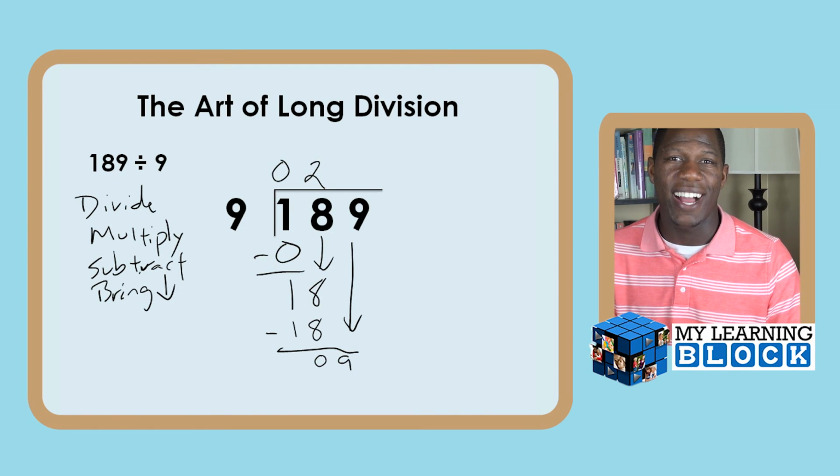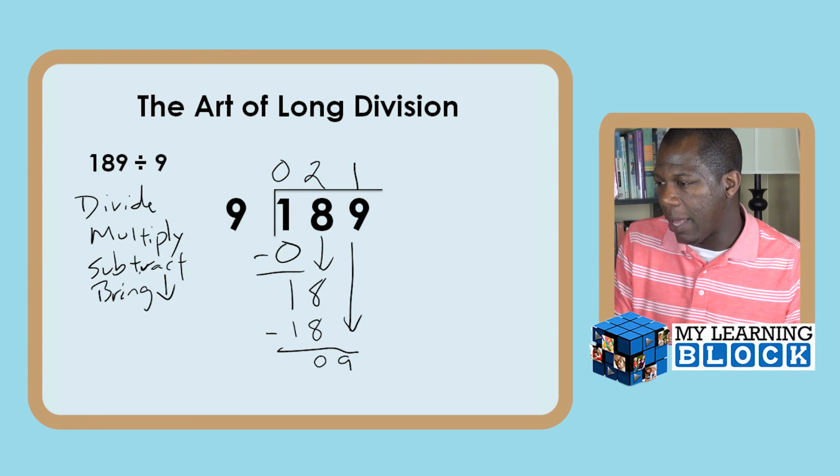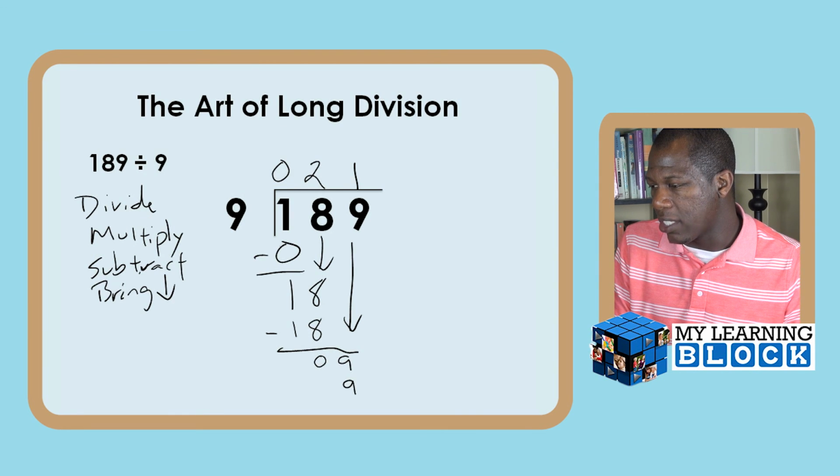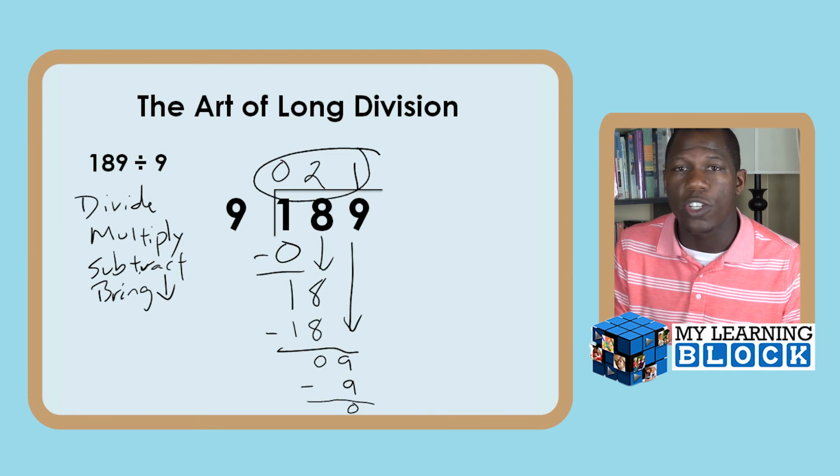So now I have 9 divided by 9. First step, divide. 9 divided by 9 equals 1. Now I'm going to multiply. 9 times 1, or 1 times 9 equals 9. Then I subtract. 9 minus 9 equals 0. I check over my problem one last time. I think to myself, is there anything to bring down? No. My answer is 21.